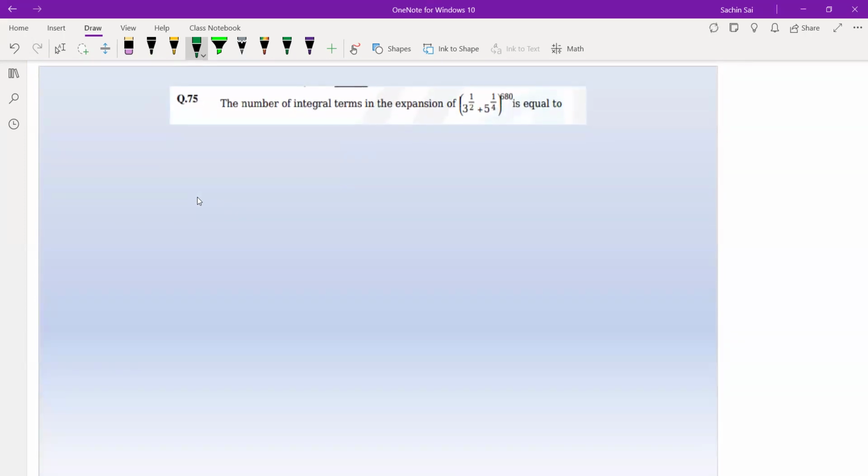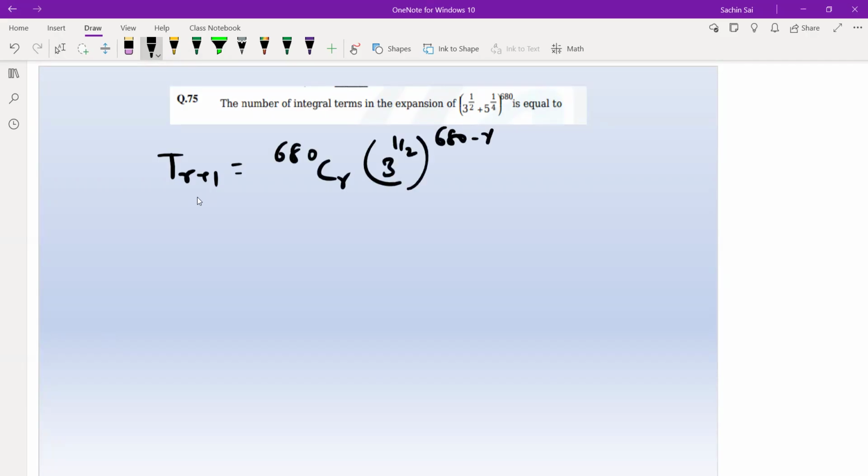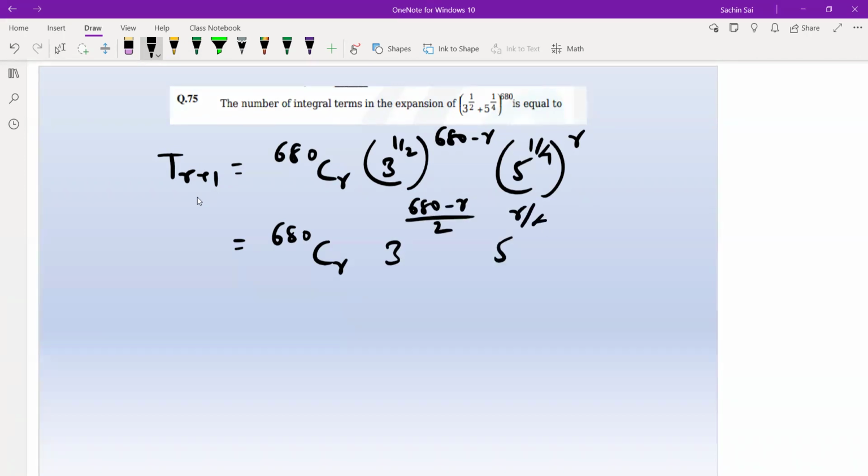Question 75, the number of integral terms in the expansion. So this is again a straightforward problem. First, you have to write the general term in the expansion. T(R plus 1) is 680 CR times 3 power 1 by 2 whole power 680 minus R into 5 power 1 by 4 times R, right? So if I simplify this, I get 680 CR times 3 power (680 minus R) by 2 into 5 power R by 4, right? And what values can R take here in the general expansion? R can lie between 0, 1, 2, 3, and so on up to 680.